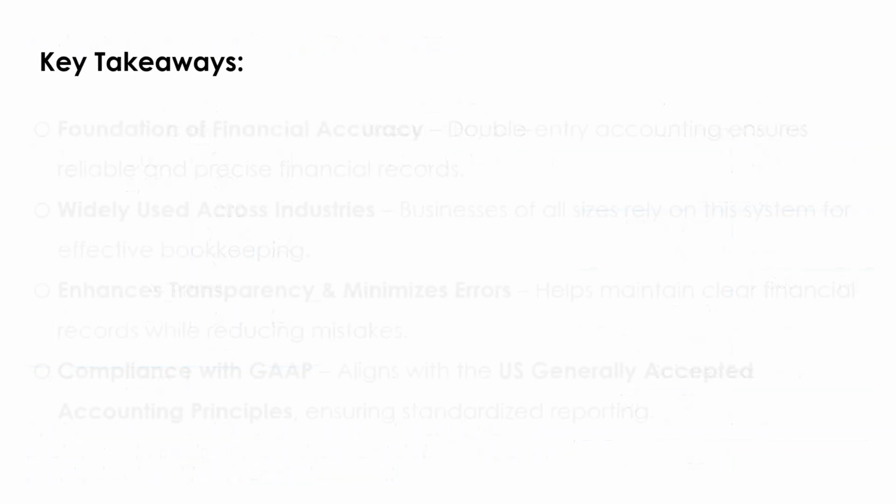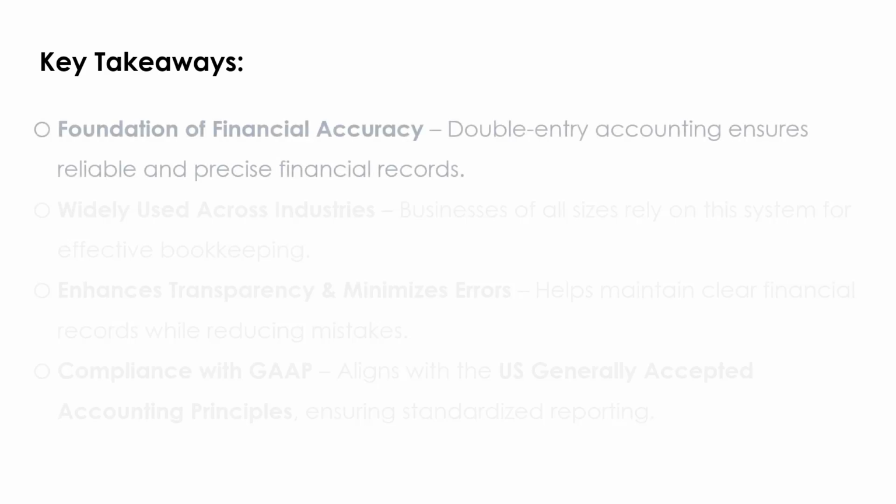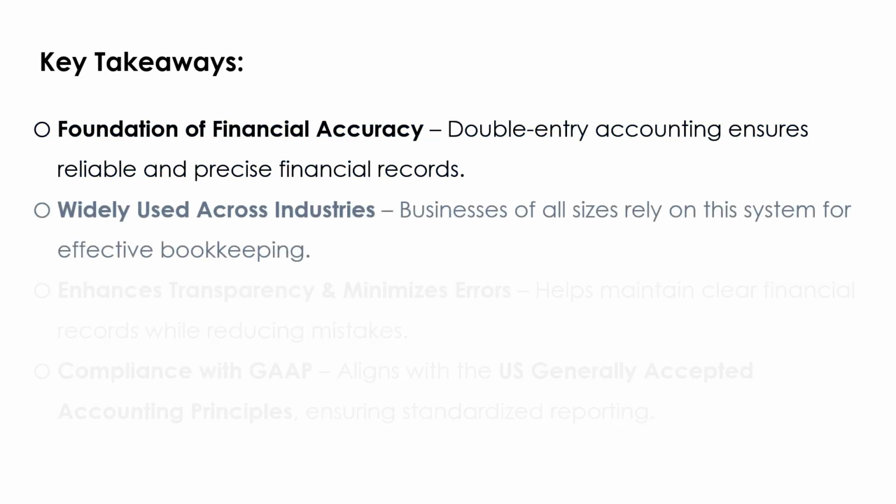Before we conclude, let's quickly review the key takeaways from today's session. First and foremost, double entry accounting is the foundation of financial accuracy. Every transaction is recorded twice, once as a debit and once as a credit, ensuring that financial records remain reliable, precise, and balanced. Secondly, this system is not only for large corporations.